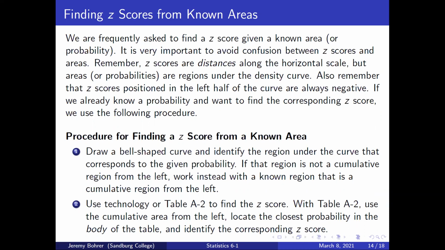Draw a bell-shaped curve and identify the region under the curve that corresponds to the given probability. If that region is not a cumulative region from the left, work instead with a known region that is a cumulative region from the left. Use technology or table A2 to find the z-score. With table A2, use the cumulative area from the left. Locate the closest probability in the body of the table and identify the corresponding z-score.